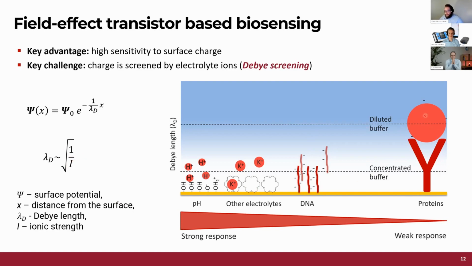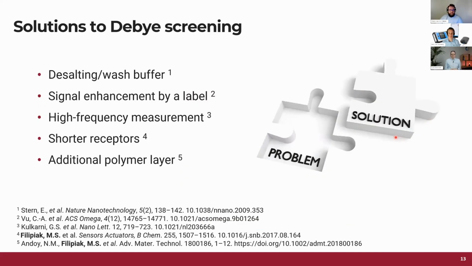So how to overcome this limitation? Well, there have been several solutions postulated to solve this issue. We can use the desalting buffer or just wash buffer. So incubate our sample with the analyte and then just change the liquid, sure. We can also do some signal enhancement by label.